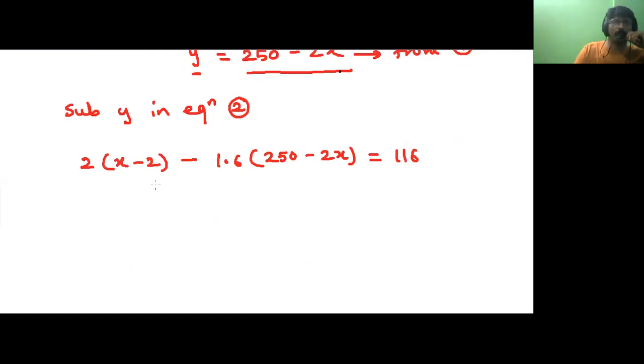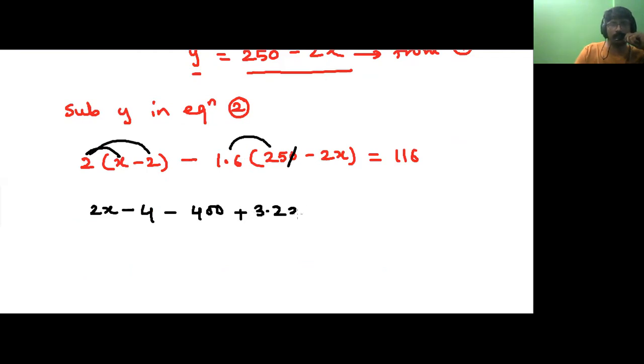Okay, so how to open the bracket? 2 into x is 2x, 2 into minus 2 is minus 4, 1.6 into 250, so I can cancel the 0, 16 into 25 will become 400, minus. Okay, look at this. Now this is minus into minus 2x, so it will become positive 3.2x, which equals 116. I hope you understood till here perfectly.